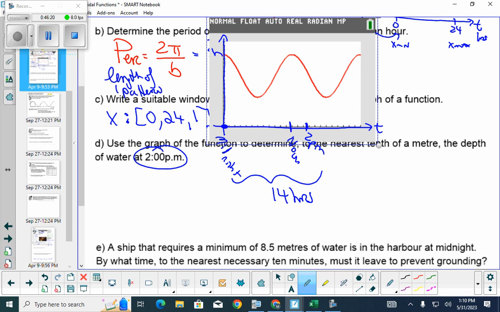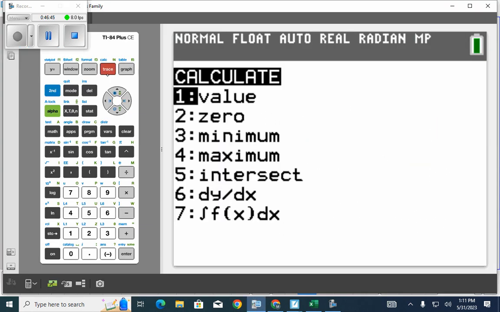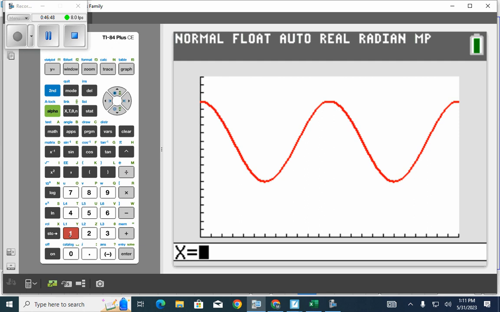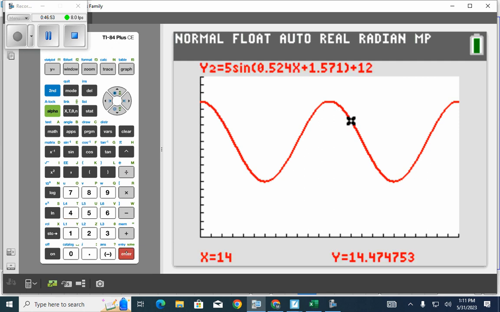Okay, yes. Now, 14 hours. So we're looking for the depth of the water to the nearest meter. So is 14 hours an X value or a Y value? 14 hours is X. We're looking for Y. So how do we do that in the calculator? We go number, press 1. 14 hours for X. So how deep is that water? 14.5 meters deep.